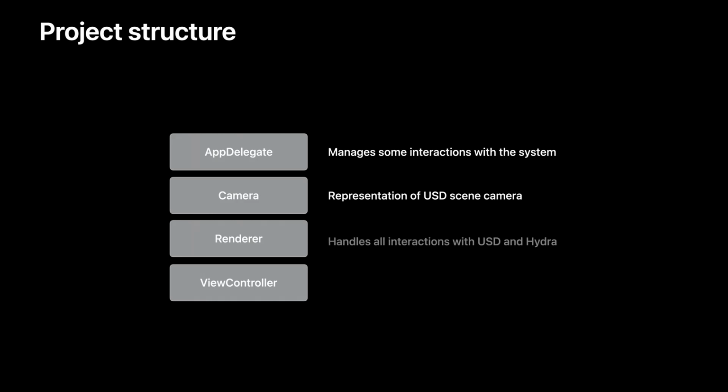In your Xcode project, you will find 4 classes: the app delegate, camera, renderer, and view controller. The app delegate is basically your root object and manages interactions with the system. The camera class is a simple representation of the USD scene camera to make it easy to translate the user input. The renderer class will handle all our interactions with USD and Hydra. Last but not least, the view controller handles our user input.